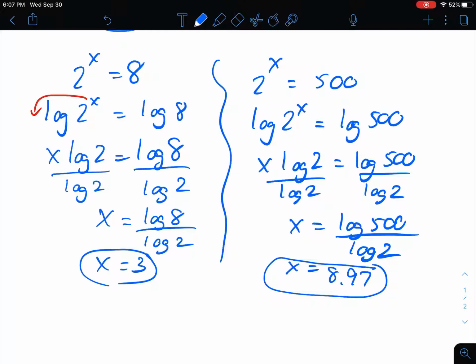And I can check it. So 2 to the exponent 8.97. I did a little bit of rounding, but what do we get when we do that? 2 to the exponent 8.97 is equal to 501.46. So that's really close. Obviously I rounded my number a little bit. There were a lot of decimals at the end, but that is pretty accurate. And that's how you solve an equation like that. Let me do one more, a little bit more complicated example here.